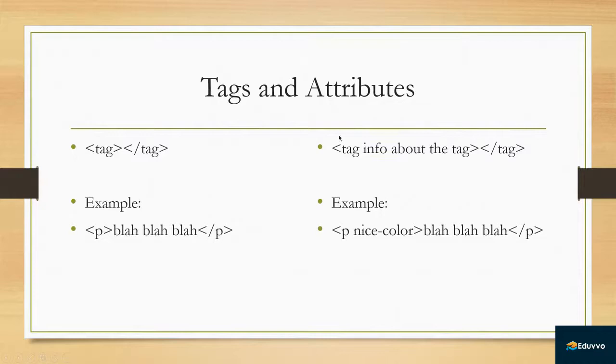And let me go to attributes. In attributes, we have a tag. It's the same as this, but the difference is we have info about the tag, alright? So this is an example. We have a paragraph tag, the same as this, but the difference is we have more information in the first tag called nice color. This is not HTML, but this is to teach you how it works. This means that this paragraph tag will have a nice color. This paragraph will have a nice color, alright?